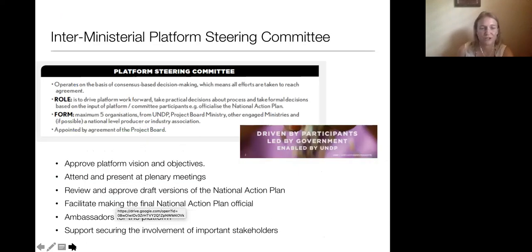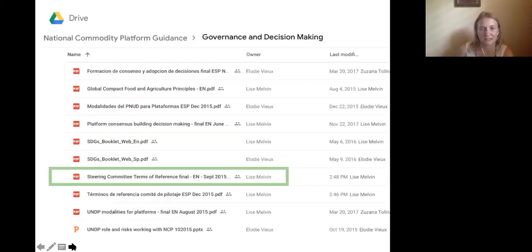Just to show you that, this is the Interministerial Platform Steering Committee guidance, but the detail is, as I said, here. We've also duplicated it and put it in another folder called Governance and Decision Making. Here you have the terms of reference for the steering committee, but also this document I'm hovering over, which is the platform consensus building and decision making process. This is what the governance structure might look like, who makes decisions and how you build consensus.